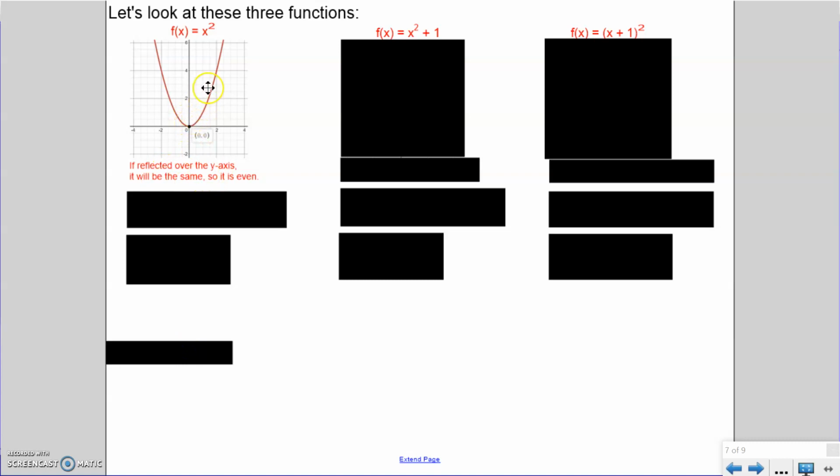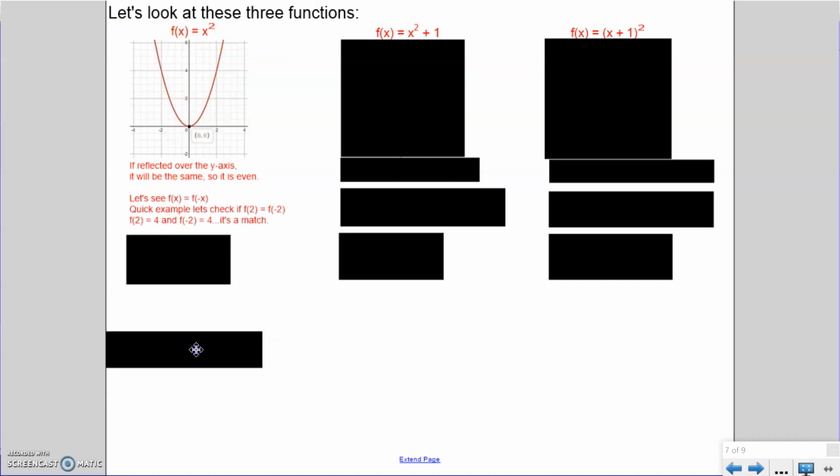If I reflect this to the left side, it would be exactly the same, and this left side would go to the right side, right here. So it's the same graph, so it is even. We can do a quick check. Let's see if f of x equals f of negative x.